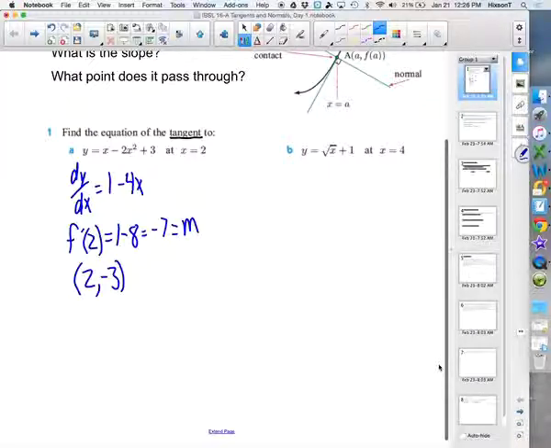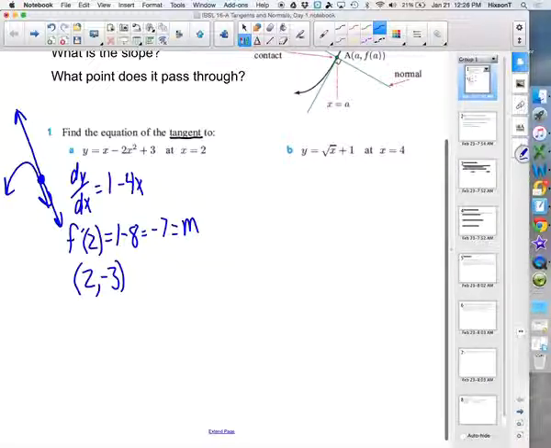Now, at this point, finding the equation of a line should be a piece of cake for you. The point is the point (2, -3). This is a parabola and it's going to look something like this. The point (2, -3) is the point where our tangent line is going to touch. You're finding the point of tangency.